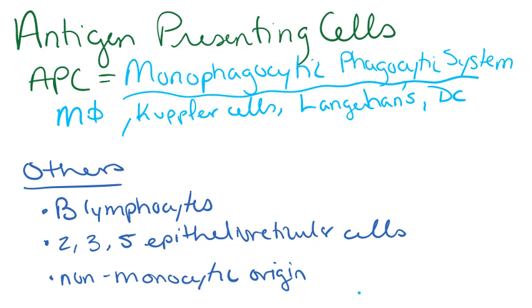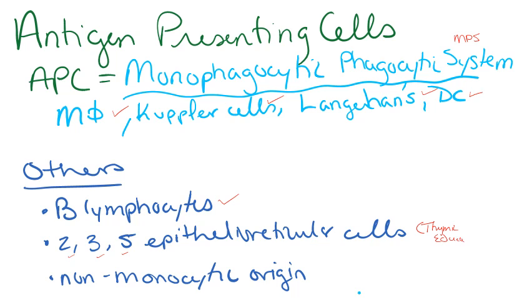Okay, so antigen-presenting cells. Remember, antigen-presenting cells for the most part are part of the mononuclear phagocytic system, or for short, the MPS. So we have macrophages, Kupffer cells, which are in the liver, Langerhans cells, which are in the skin, and dendritic cells, which are going to be in the lymph nodes.